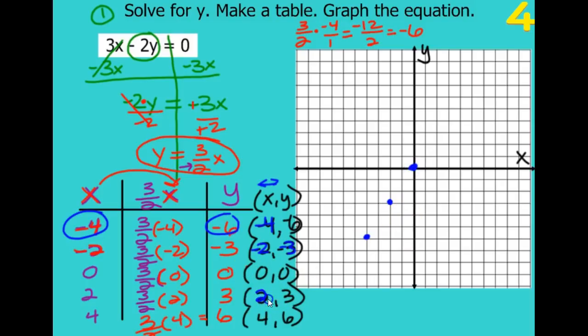And then we have 2, 3. X is 2 to the right, and y is up 3. And then last, 4, 6. So 1, 2, 3, 4, and up 1, 2, 3, 4, 5, 6. You know you did it right if it makes a nice straight line. And there's our answer.